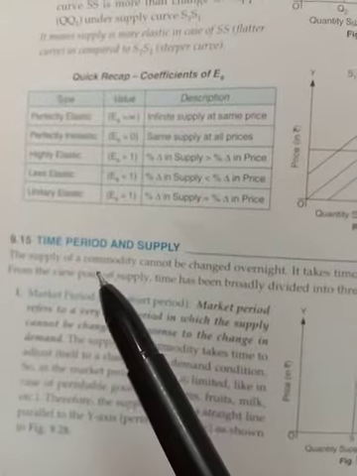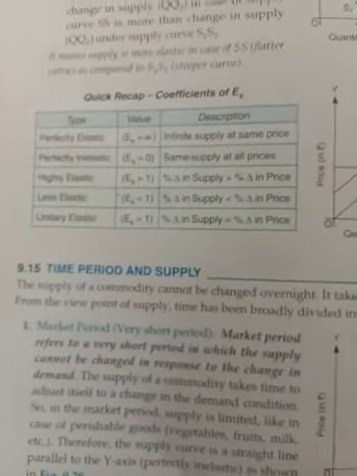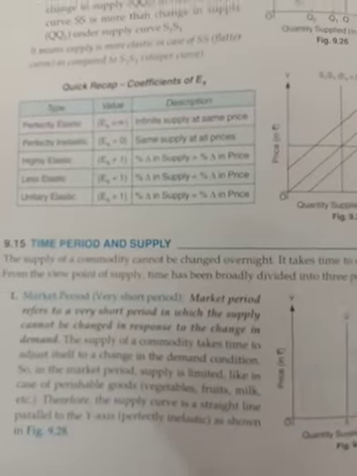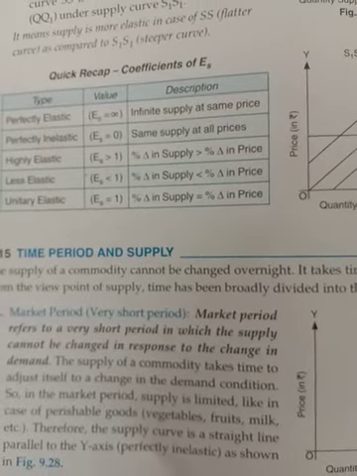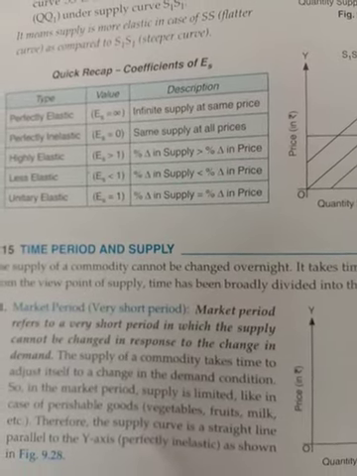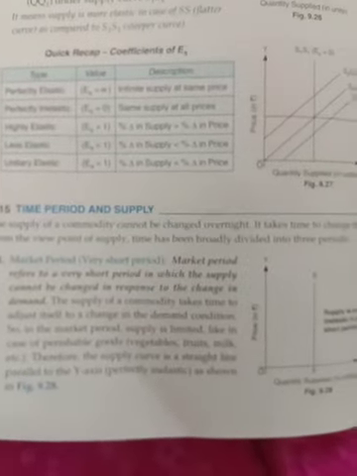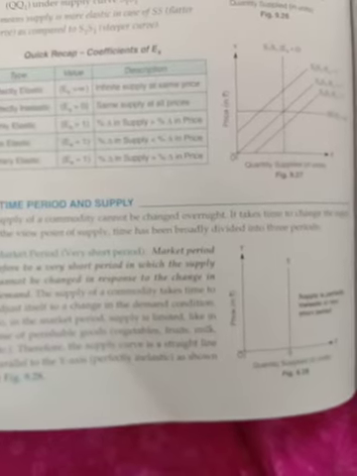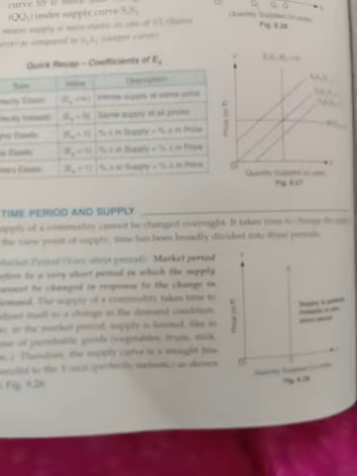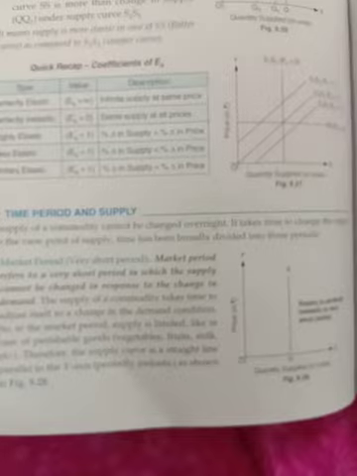Now, the time period of supply. Time period means the time available for supplying the product. First, the market period. Market period refers to a very short period in which supply cannot be changed in response to a change in demand. When demand changes, it is very difficult to adjust supply. Supply needs a lot of time to adjust to demand in this situation, and that is the market period. Supply is very limited in this case. We are talking about perishable goods, where the producer is not in a position to supply.